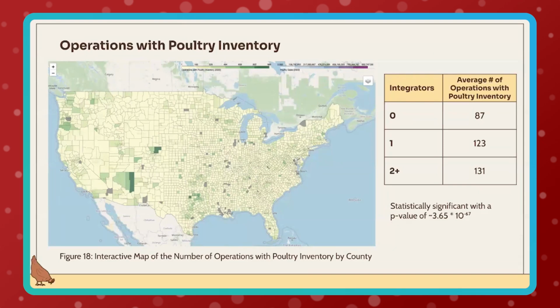Ultimately, there is a statistically significant relationship between the number of poultry operations in a county and a county's access to integrators. On average, counties with more integrators have more poultry operations. For example, the difference is most profound between if a county has 0 versus 1 integrators. There are approximately 36 more poultry operations in areas with 1 integrator compared to 0. This is consistent with the idea that a higher volume of poultry farms means higher access to integrators.